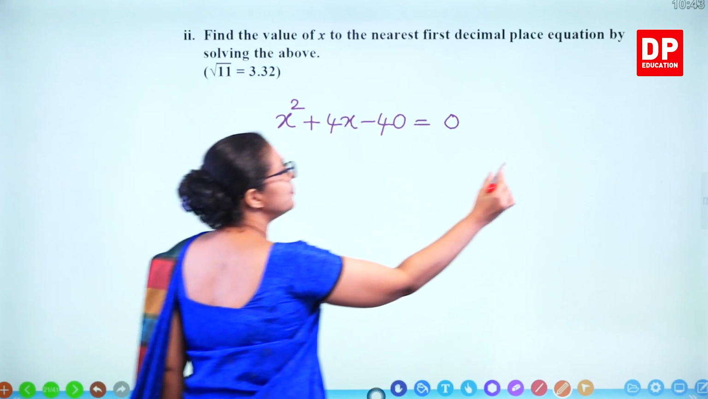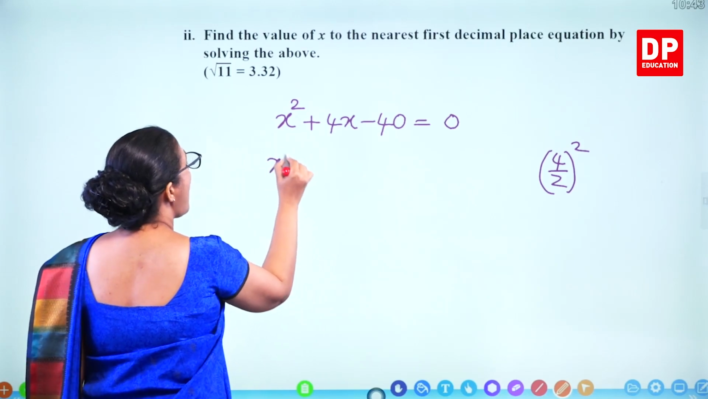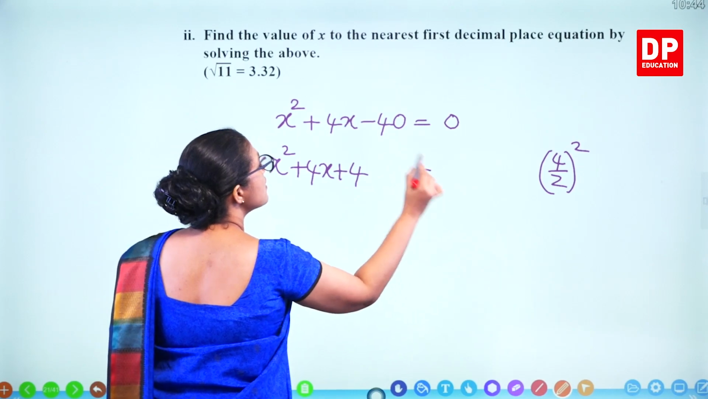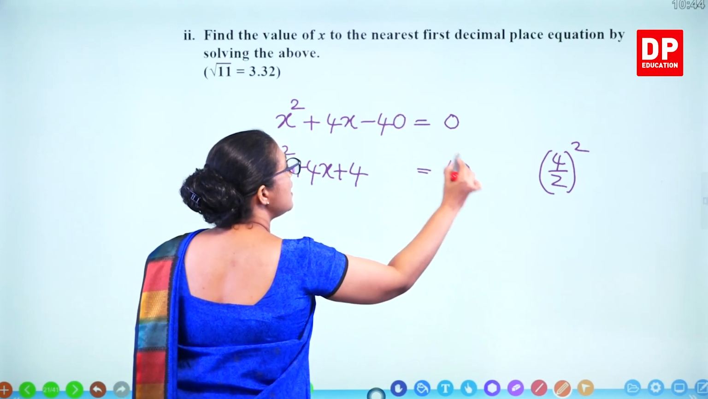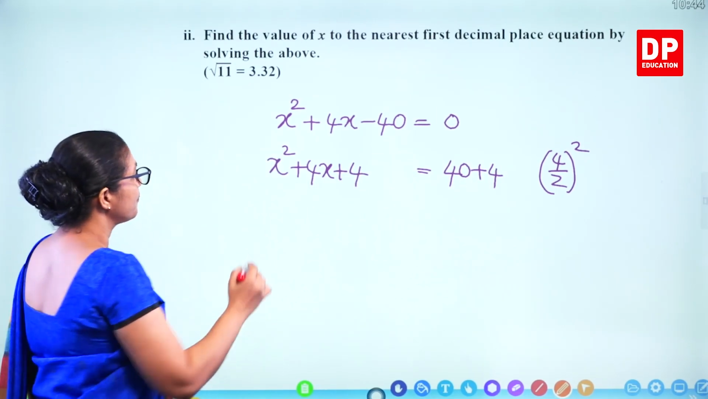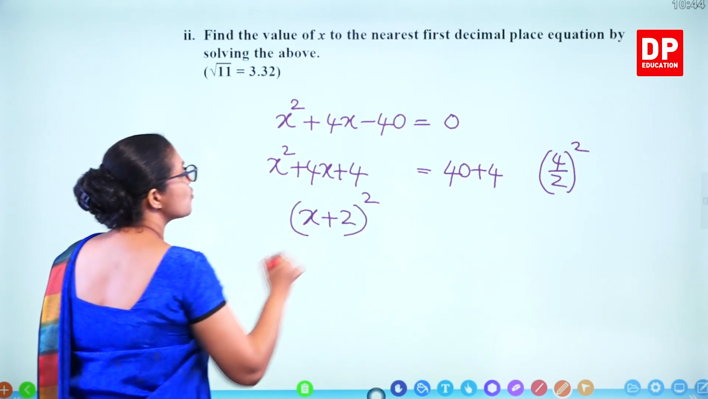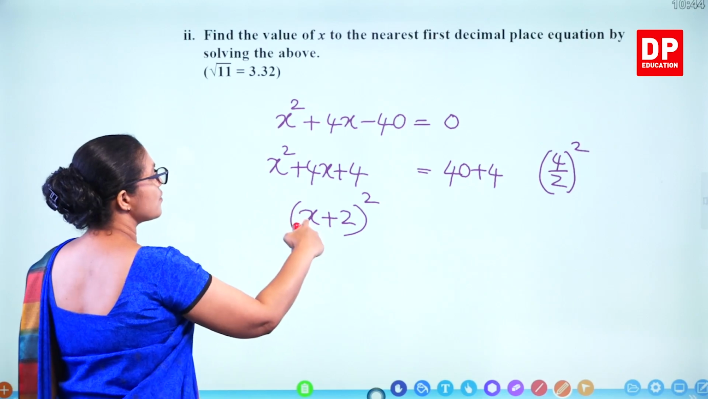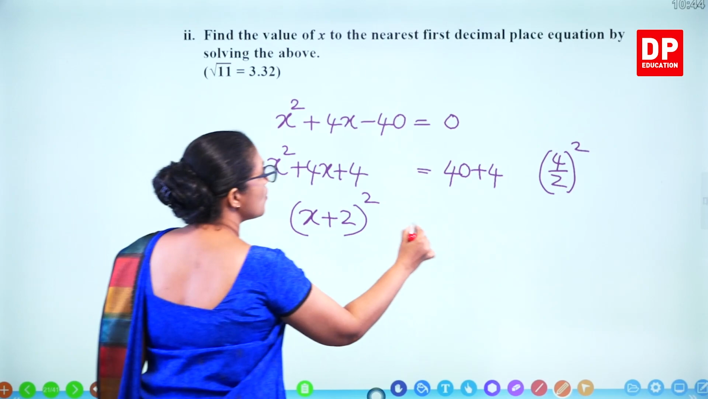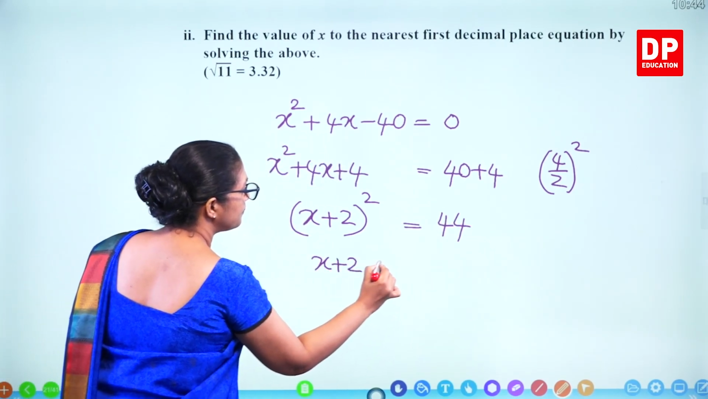Divide this by 2 and square it. You get 4. So you are adding 4 to make a perfect square. So this minus 40, you can take it here and you need to add 4 to make no difference. So what's the square term? x plus 2 whole thing squared, and here square root of 4 is 2 and the sign comes here. That's equal to 44. Take square root both sides.